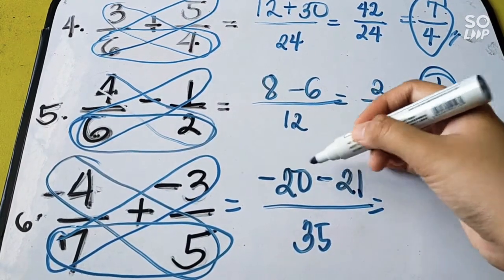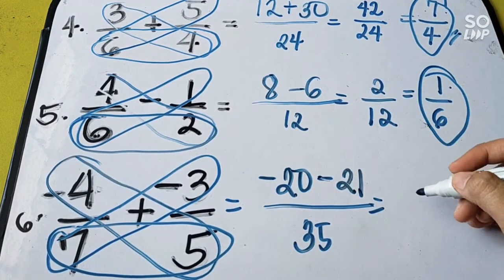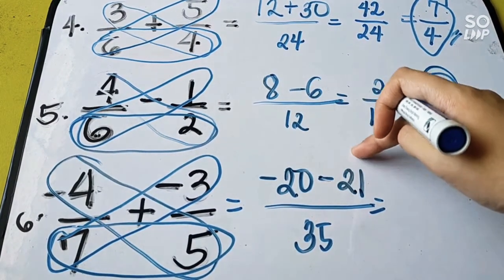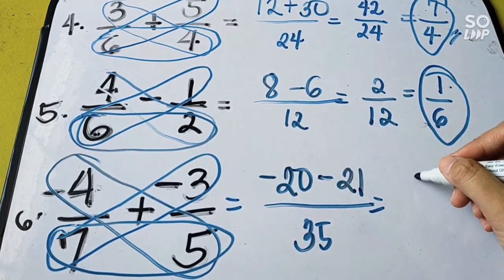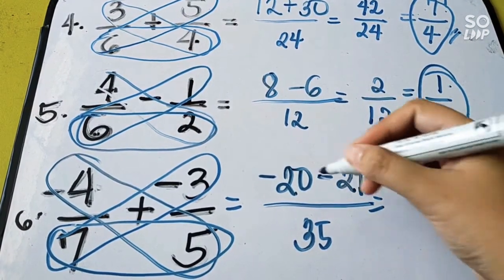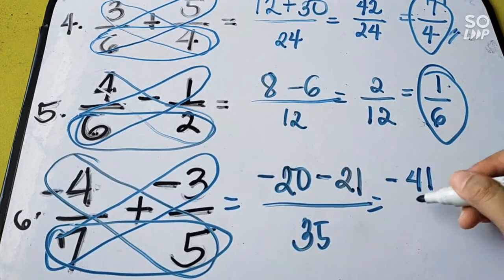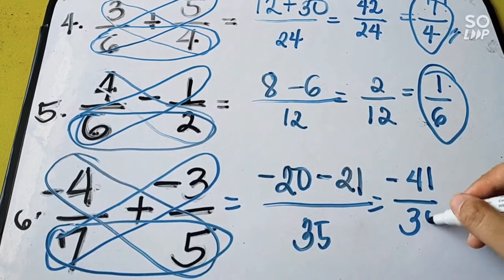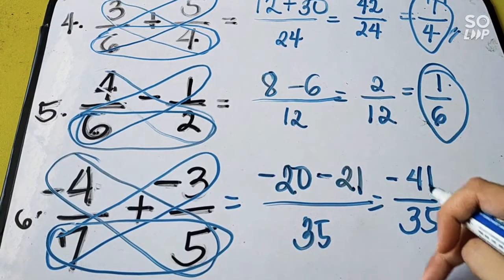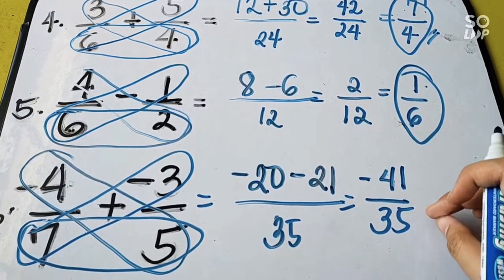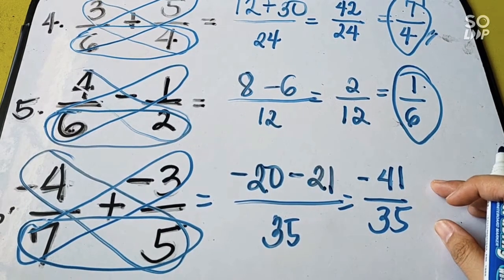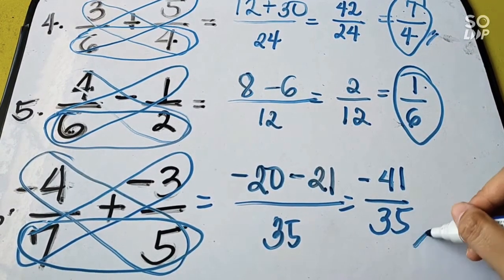Then, this one, just combine. So, since same sign siya, they are both negative, add mo lang. So, 20 plus 21, the answer is 41. Then, just copy the sign which is negative. Then, over 35. So, ito ay wala na siyang divisible to each other, kaya hindi mo na siya masa-simplify. So, this is now your final answer.